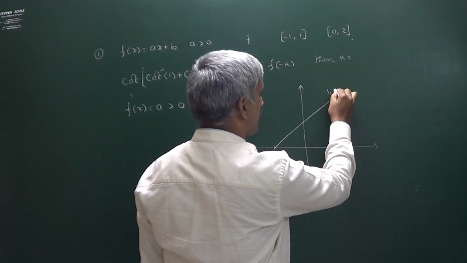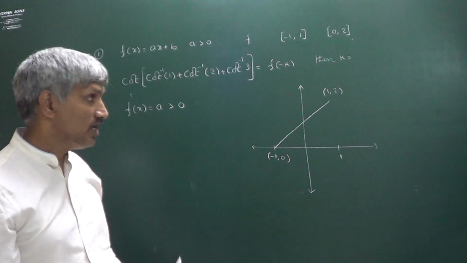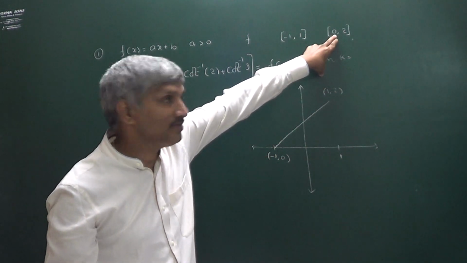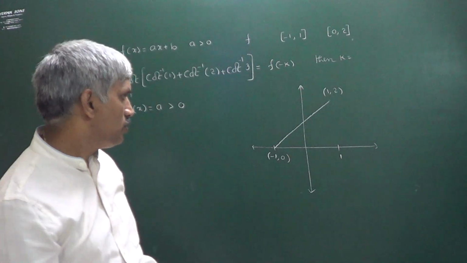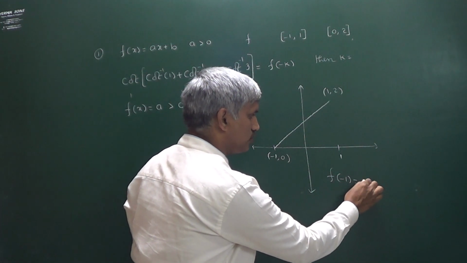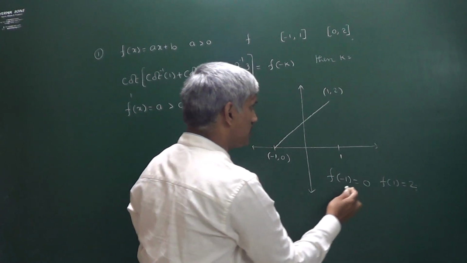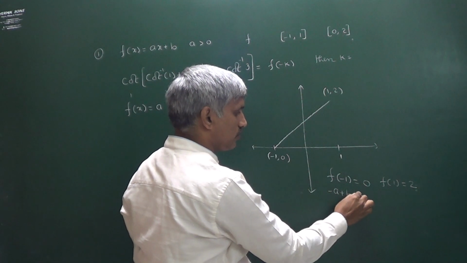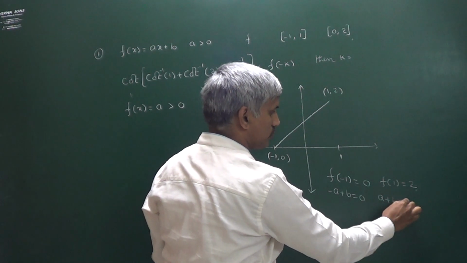So this particular point is definitely (1, 2), and this particular point is (-1, 0), because the function is an increasing function. At -1 it has the lower bound, at +1 it has the upper bound, because it is a strictly increasing function. So the information is saying that f of -1 must be equal to 0 and f of 1 must be equal to 2. So what is f of -1? F of -1 means -a plus b is equal to 0. F of 1 is a plus b is equal to 2.